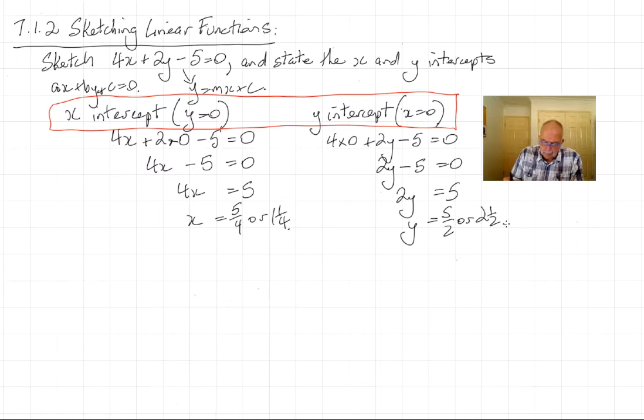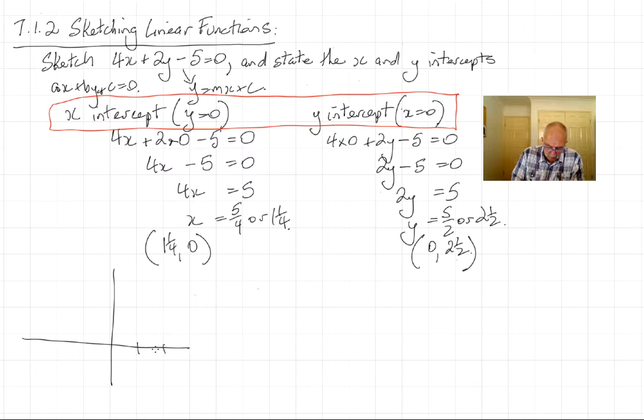Now, we have 2 points. This, as an ordered pair, as an x-y coordinate, is 1 1/4 for the x, and we said y is equal to 0. So we can plot that point on the xy plane. This one over here, if we want to come up with a point here, x is equal to 0, and y is equal to 2.5. Okay, so now we've got 2 points, that's all we need. Plot those 2 points, and we can come up with the graph.